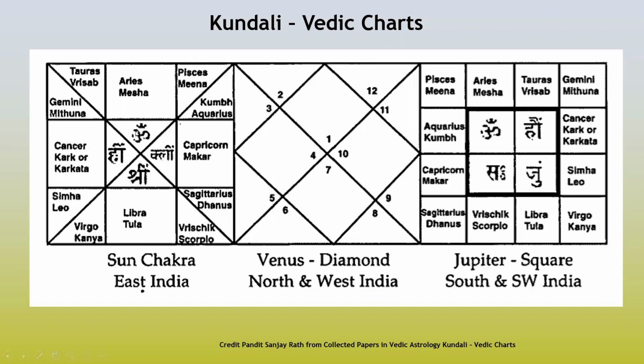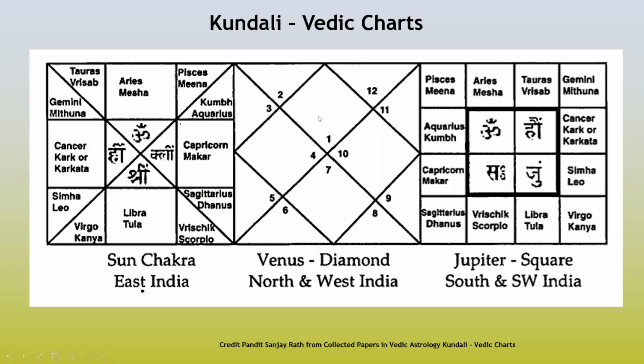So here we are. As you see here, we did this last time, and I'm again going to repeat it, and I'm going to do a few charts here. If you see my mouse here, this is the South Indian chart, and this is the North Indian chart. This is a South Indian Jupiter square. Ignore the Om, Haum, Sa, Jum. This is a Sun chart, and this is the Venus one, the North Indian as they call it.